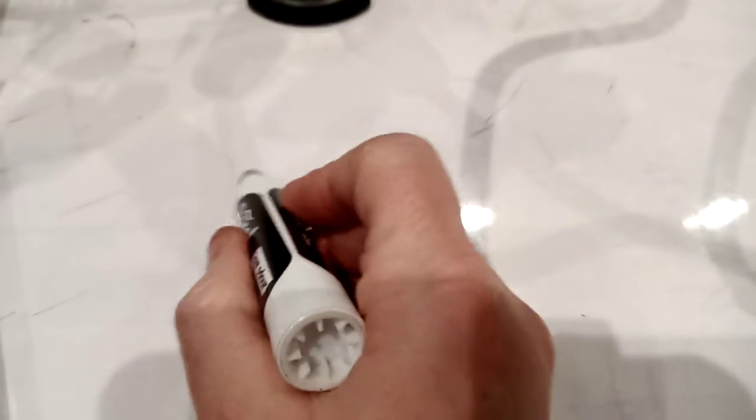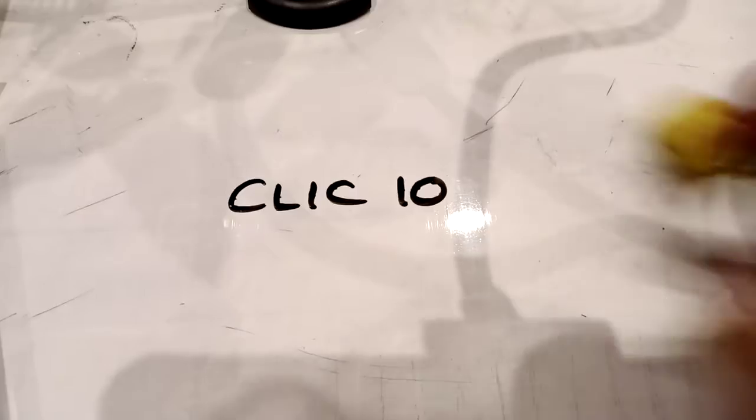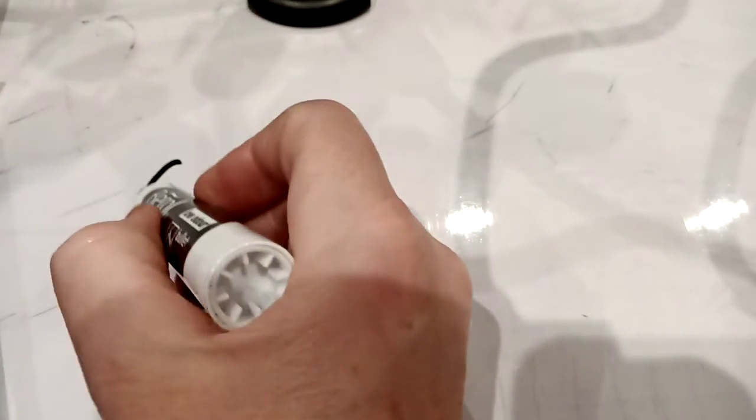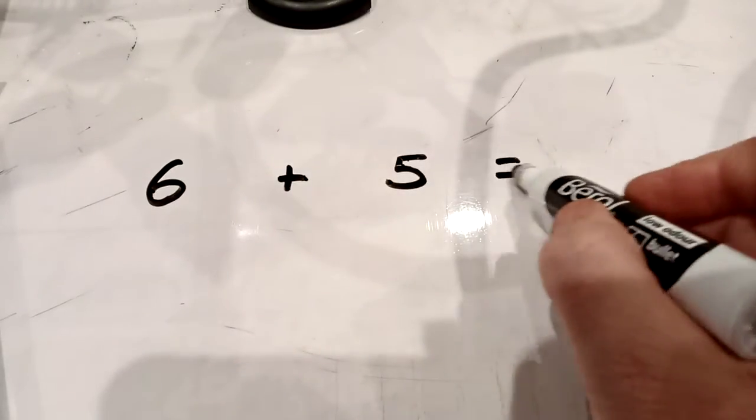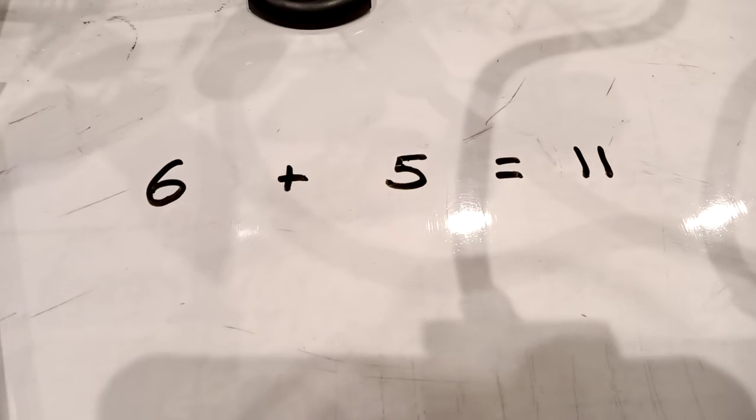This is a video for people that are on Clic 10. Okay, so you're in the right place if you're on a Clic 10. Right, when you're on a Clic 10, they're going to give you something like this. What's 6 add 5 equals? 6 add 5 equals 11. But just joking, Clic 10s, they're never going to give you something that simple.